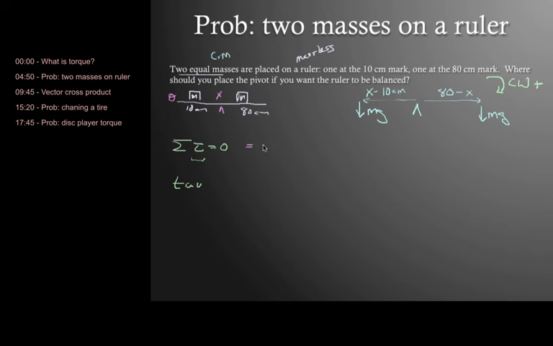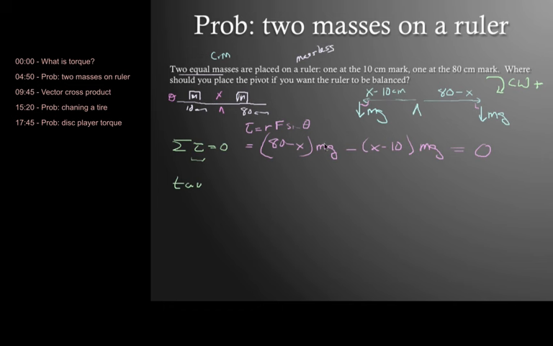So here we have r, so torque is rF sine theta. And here both of our thetas are 90 degrees, so sine of 90 is 1, so we're going to just ignore that part right now. And then our r's are going to be this 80 minus x, then times the force, which is mg. And then this guy is trying to rotate counterclockwise, so he's a minus. And then x minus 10, and then mg. And then we want that to be equal to 0.